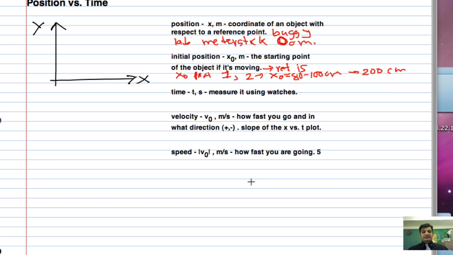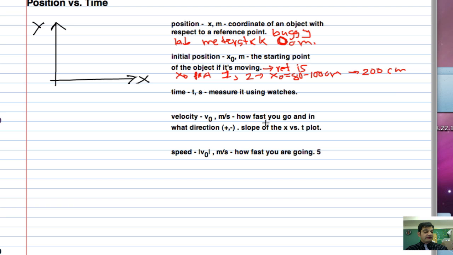So those are the basic definitions, and again, the slope of the x versus t plot is the velocity. If you have a positive slope, you've got positive velocity. If you have a negative slope, you have negative velocity. So what I want to get to next and reinforce are a couple of things that will be helpful to us in understanding the graphs and the buggy lab that we did last time.